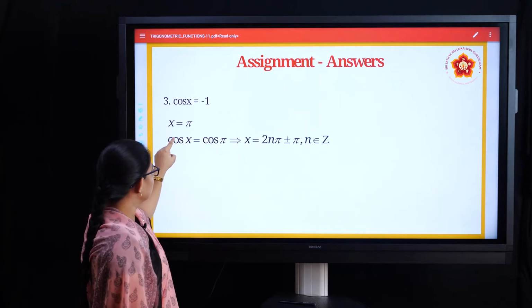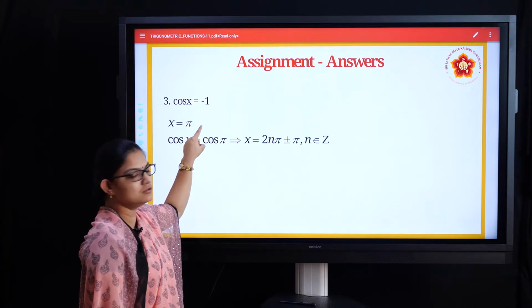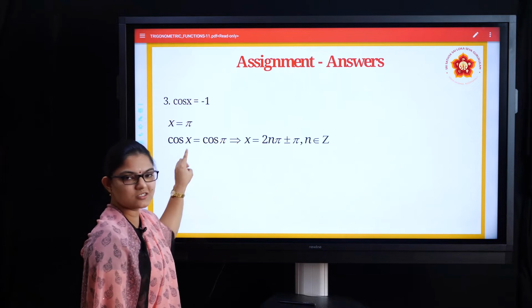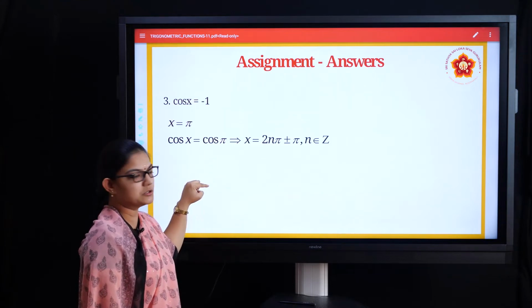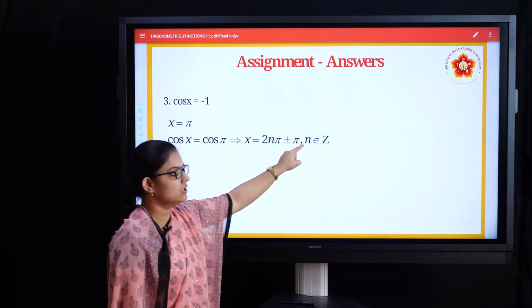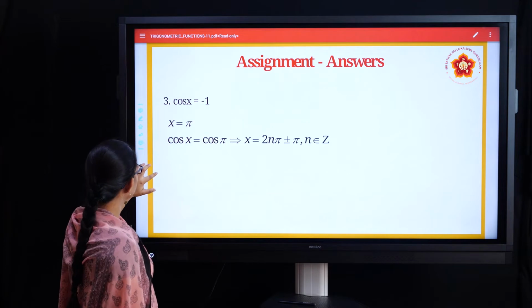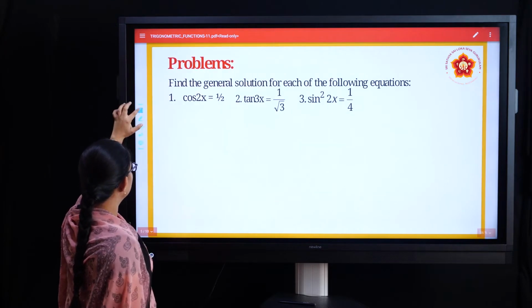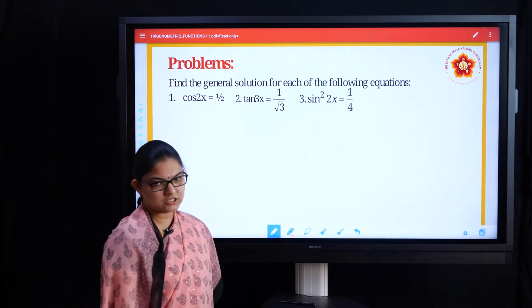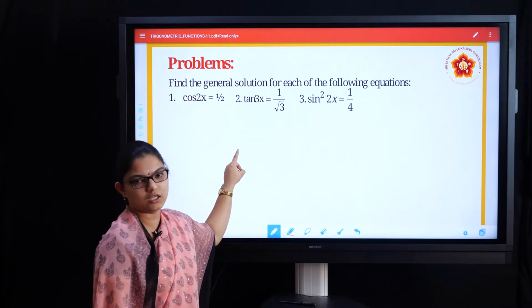And now cos x is equal to minus 1 can be written as cos x is equal to cos pi, where its general solution is given to be x is equal to 2n pi plus or minus pi for n belongs to Z. Now let us solve a few more problems on trigonometric equations, that is, find the general solution of each of the following equations.